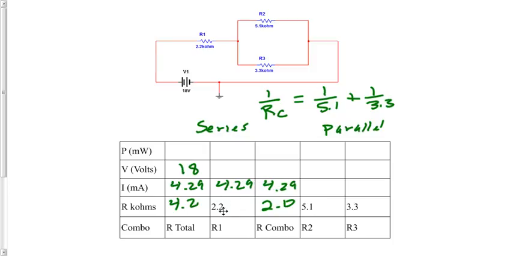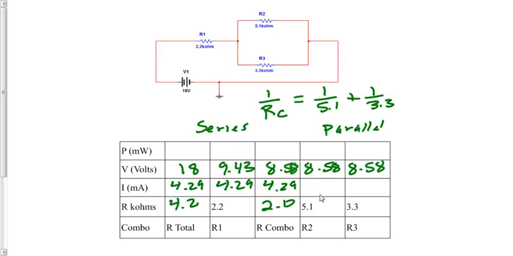All we got to do now is multiply resistance times current for each of those in order to get their volts. So 2.2 multiplied by 4.29 is 9.43 volts. And 2 times 4.29 is 8.58 volts. And what I'll do is write that 8.58, the remainder part, which is our parallel part, 8.58 volts for both of those.